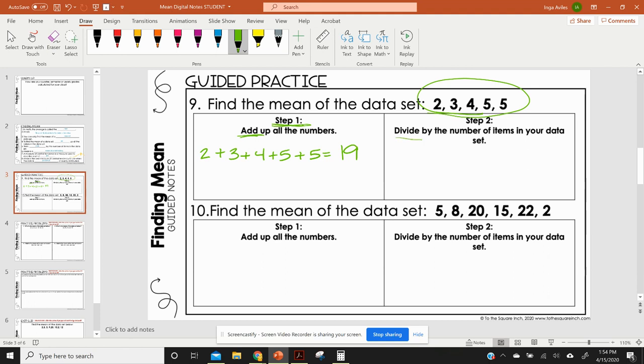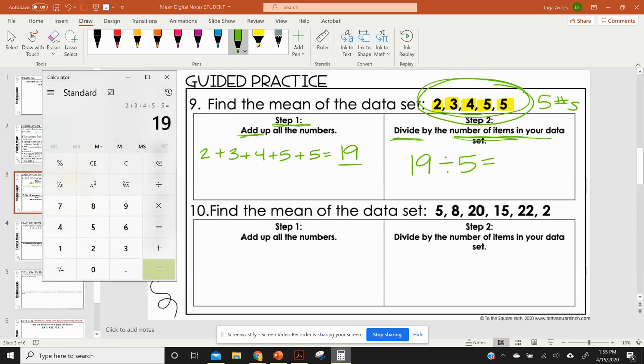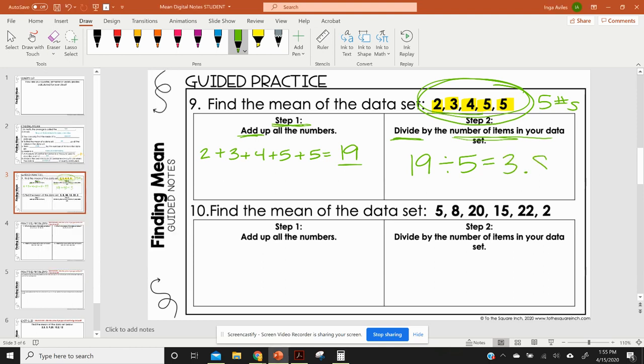Step 2 is to divide the sum by the number of items in your data set. Our sum was 19, and we're going to divide that by however many items are in our data set. If we count them, we have 1, 2, 3, 4, 5. There are 5 pieces of data in our data set. So I'm going to take this 19 and divide it by 5. Again, I'm going to pull out my calculator, take this 19 and hit divide by 5. And that tells me that my answer is going to be 3.8.